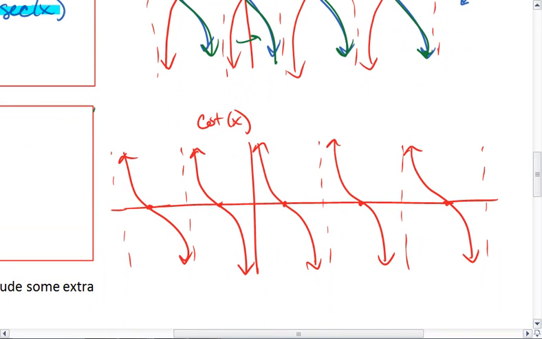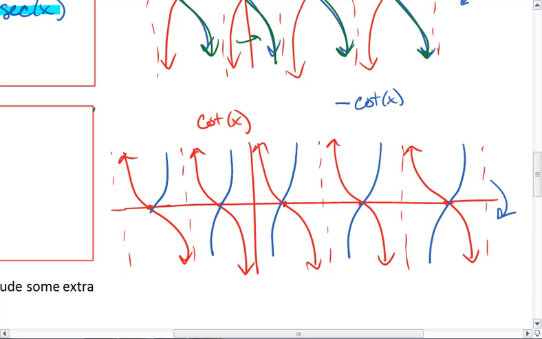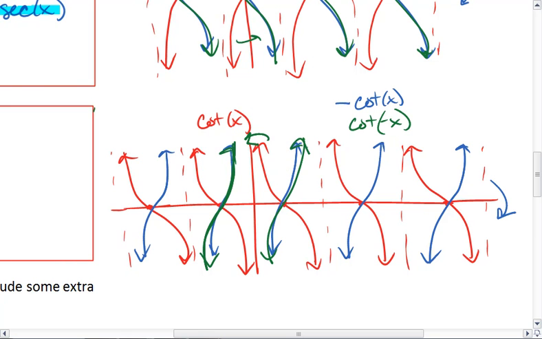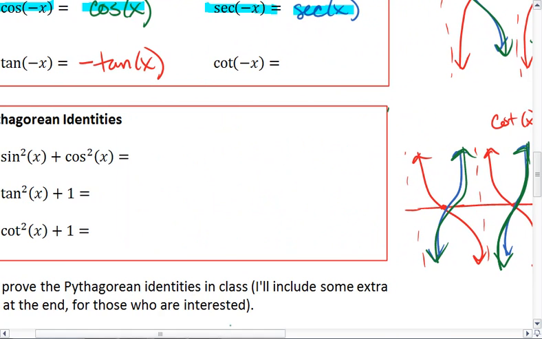Alright, let's check cotangent. Negative cotangent, we're flipping across the x-axis. Gives me this blue. Now let's flip across the y-axis, cotangent of negative x. So this red S here gets flipped across the y-axis onto the blue S here, and vice versa. The second red over here gets reflected onto the second blue, and vice versa. So also for cotangent, we see cotangent of negative x is the same as negative cotangent x.